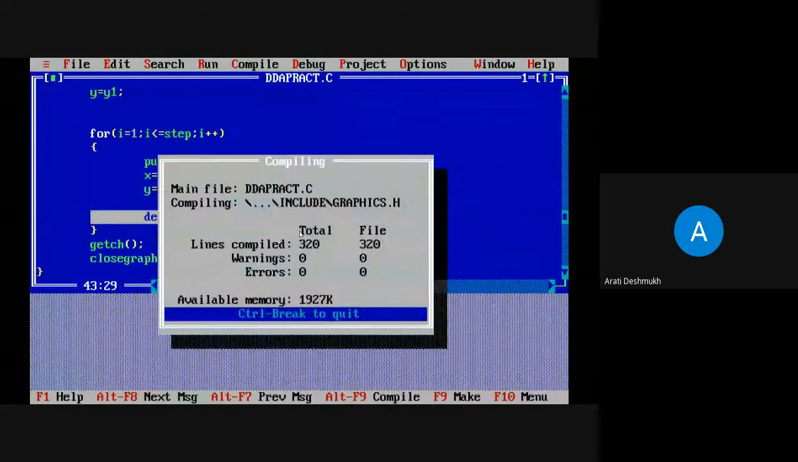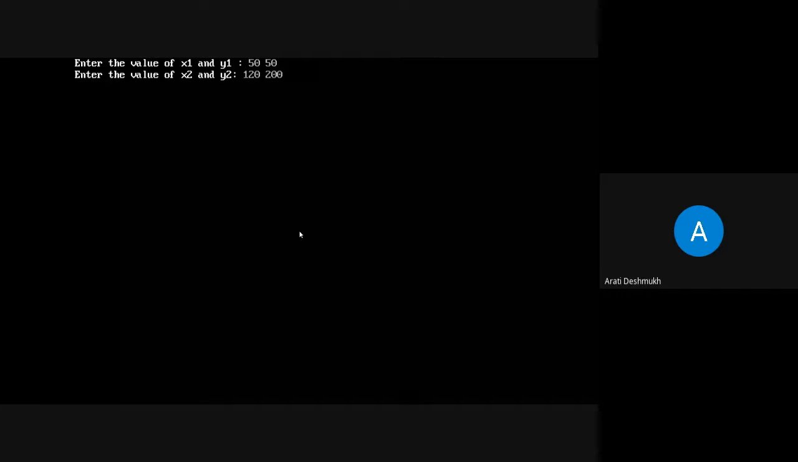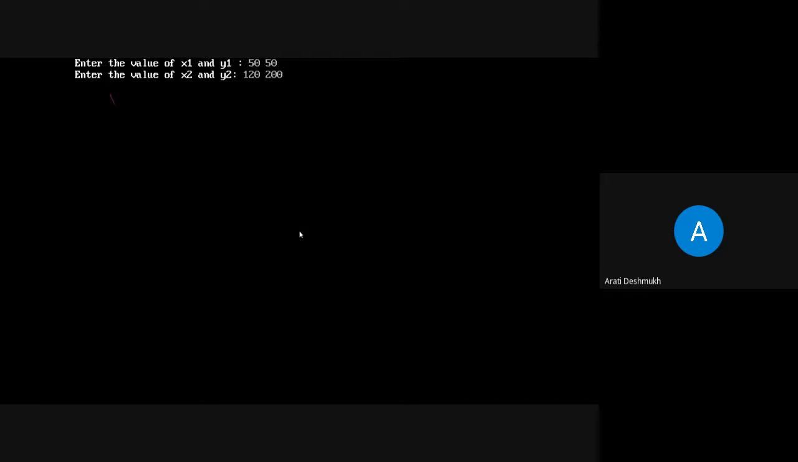If I run this program, then I have to add values. So I used 50, 50 for the starting point and the value of x2, y2 is 120, 200. There is a delay, so pixels are plotted one by one onto the screen. You can see that this line is visible to all of you. Output.